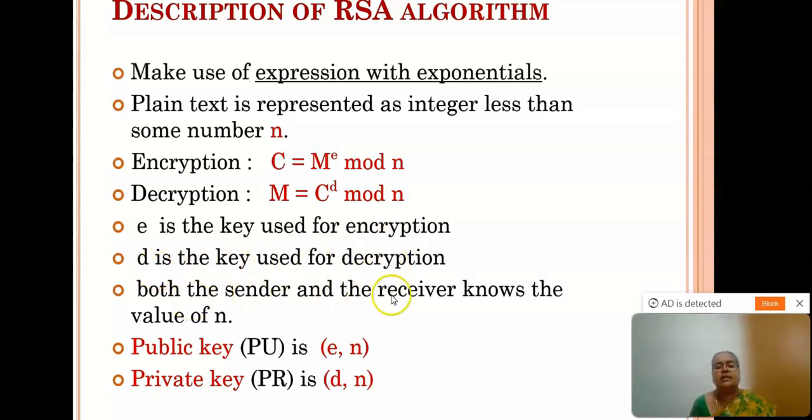Both sender and the receiver know the value of n. N is some common value which is known to everybody. The public key is E and N, because E is the key used for encryption. Whoever wants to send a message in secret will make use of this key E to encrypt the message. And the private key is D, N, where D is the private key used for decryption to convert the ciphertext into plain text.